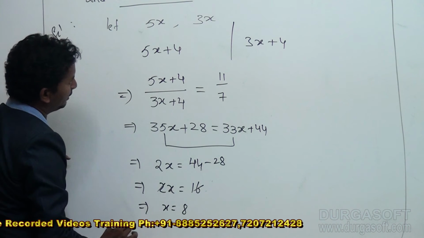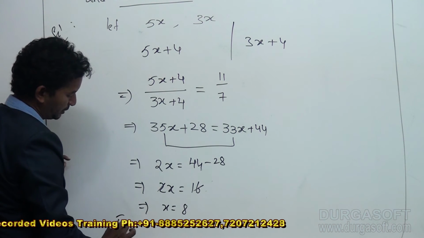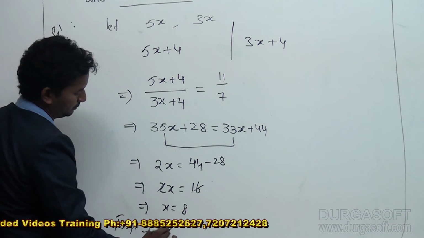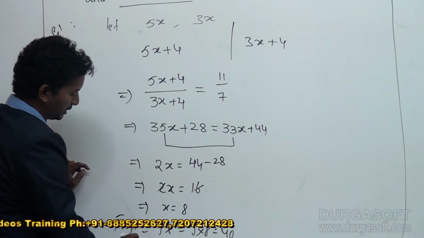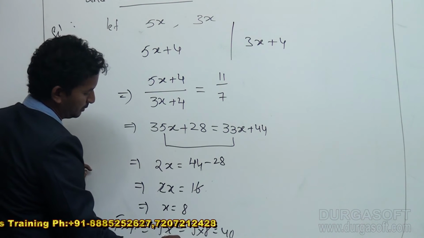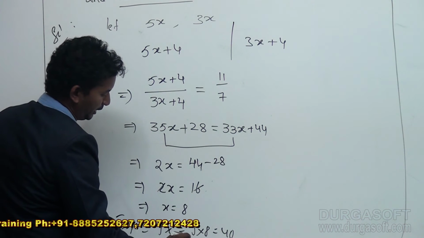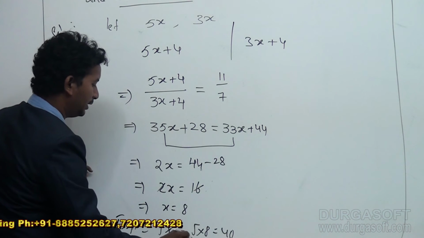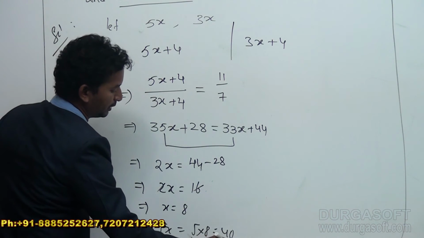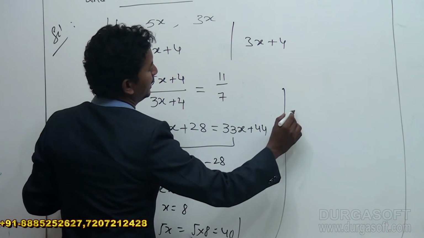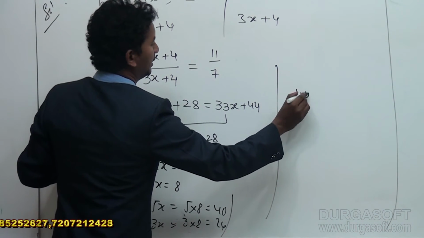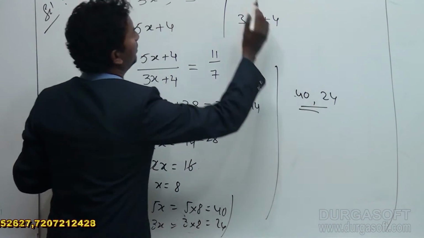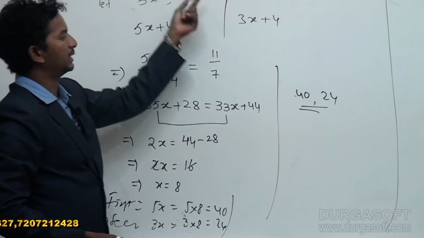What is the first number here? First number is 5x. 5 into 8 is 40. The second number is 3 into x. Now 3 into 8 is equal to 24. The first number and the second number: first number is 40 comma 24. These are the numbers. Find the first number and the second number is like this.